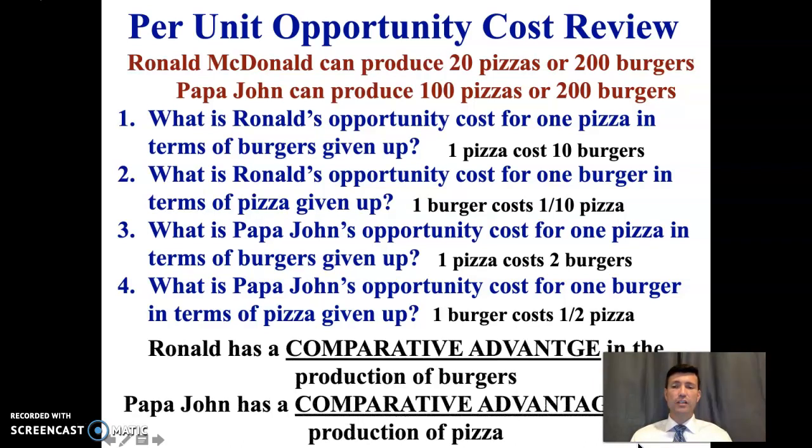So as you can see, Ronald has comparative advantage in the production of burgers because it costs him only 1/10 of a pizza to produce a burger, whereas Papa has comparative advantage in the production of pizzas because one pizza only costs 2 burgers, whereas it costs Ronald 10.